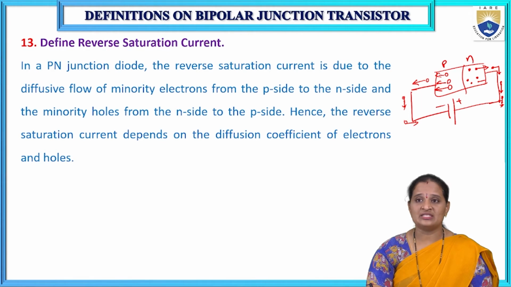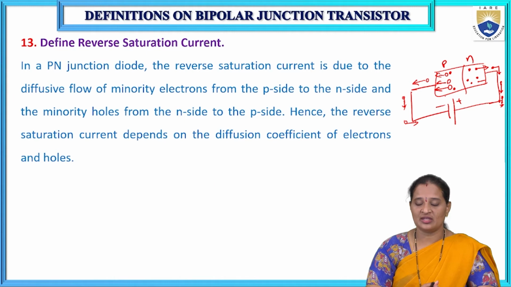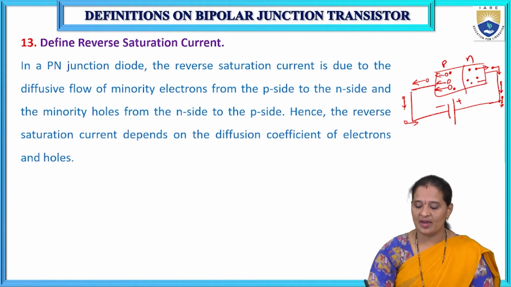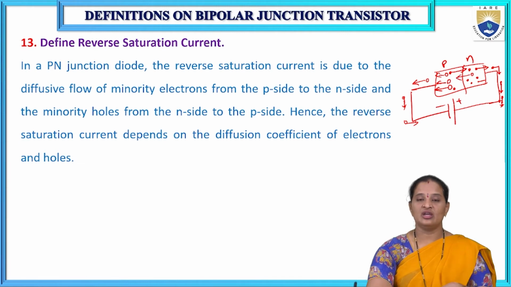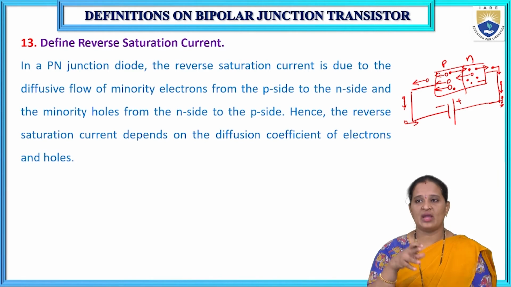So that means majority charge carriers are not moving towards the junction. Only the minority charge carriers. What are the minority charge carriers? Minority charge carriers in P-type material are electrons which are repelled by the negative terminal of the battery, and they will be trying to move across the junction. Similarly, holes which are again repelled by the positive terminal of the battery, and they will be trying to cross the junction to enter into the P-type material. So that means no majority charge carriers are moving across the junction. Only the minority charge carriers are moving across the junction.